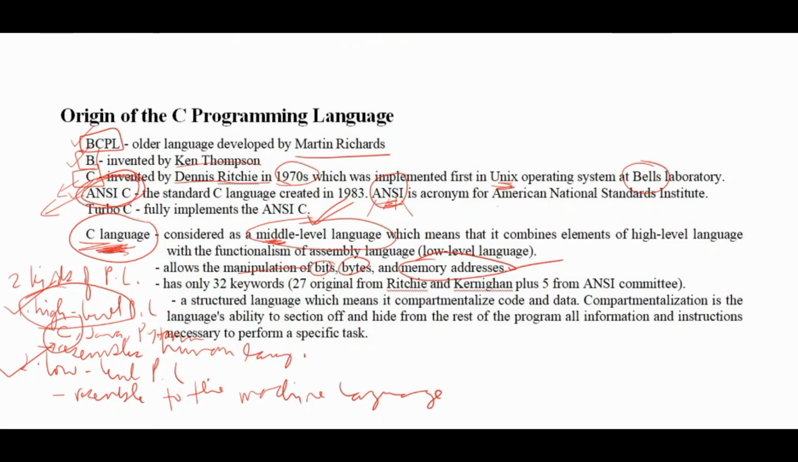It is also considered a structured language because it can compartmentalize code and data, and separate functions. Compartmentalization is the language's ability to section off and hide from the rest of the program some information and instructions necessary to perform a specific task.